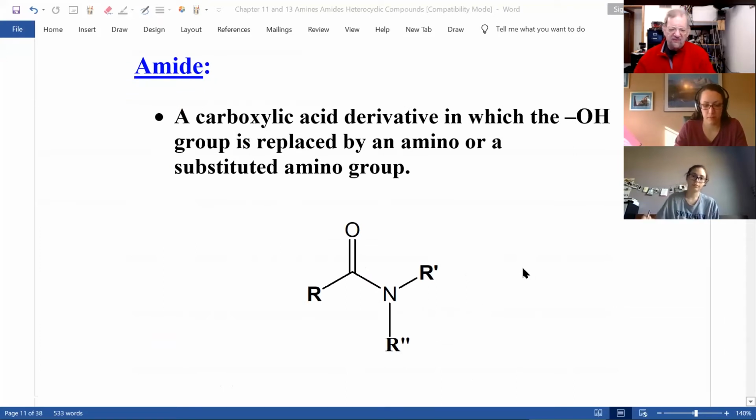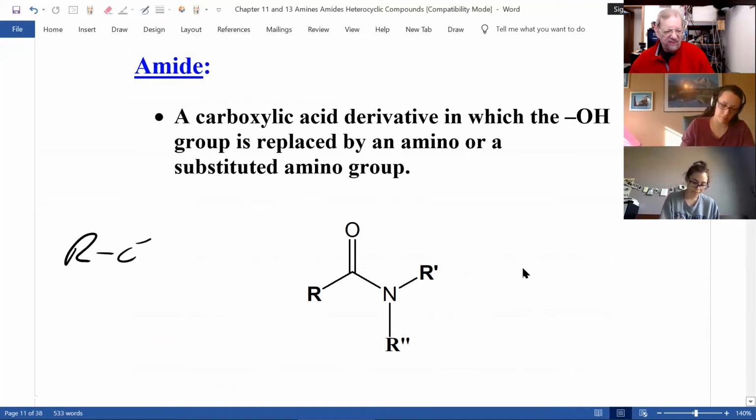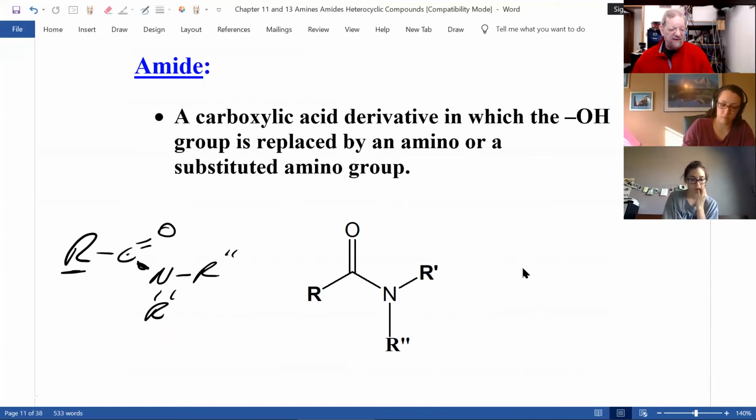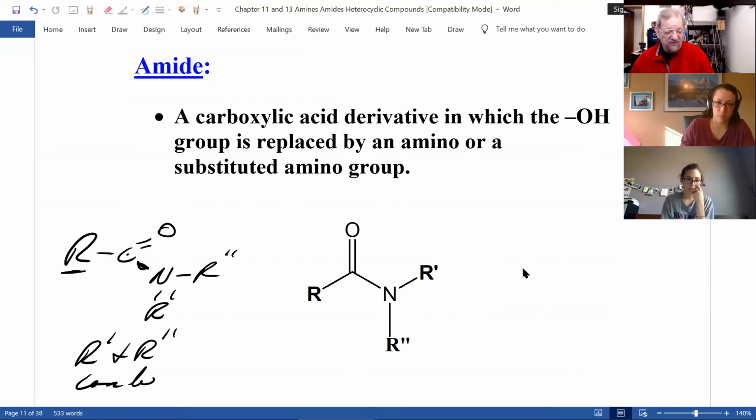And the amide, which I have drawn here, well, let's draw it over here. It's a carbonyl, carbon double bond oxygen. The carbon of the carbonyl is bonded to nitrogen. And on the nitrogen, you have R prime and R double prime. And it turns out R prime and R double prime can be hydrogen, or it can be alkyl or aryl, a benzene ring.